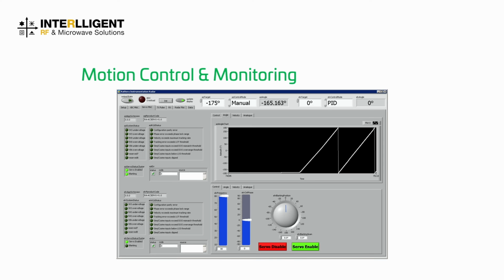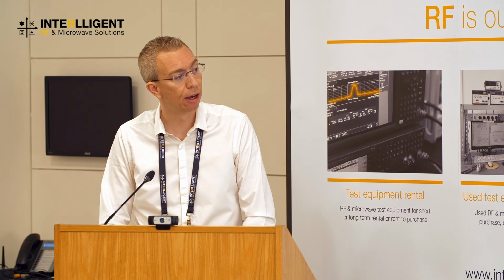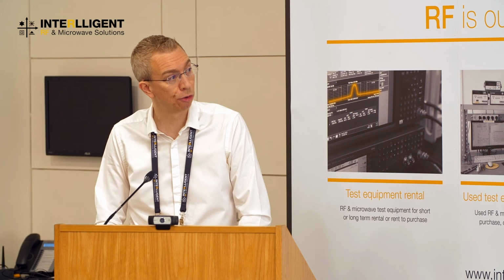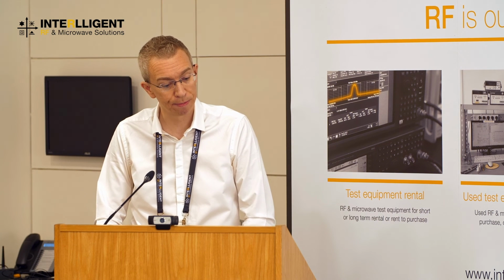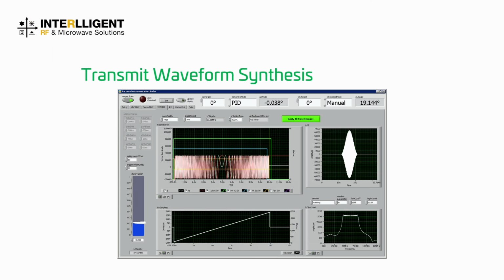So here's just a couple of quick screenshots. This is the motion control. You can see there a plot of azimuth, of angle versus time. We can also monitor the health of all the various components in the system. All of the boxes that are up on the tripod are accessed over a single RS422 bus, so the cable can be quite long. We've got our TX waveform synthesis there.